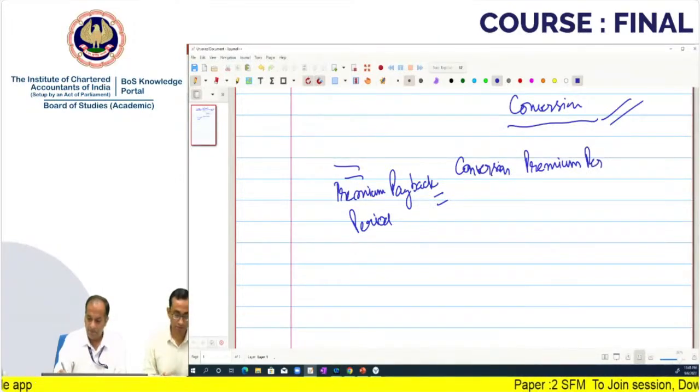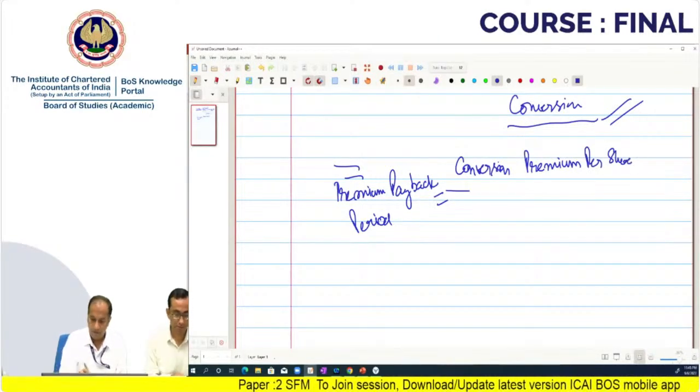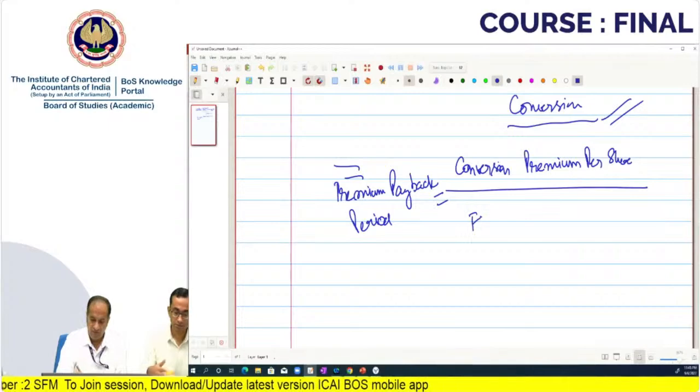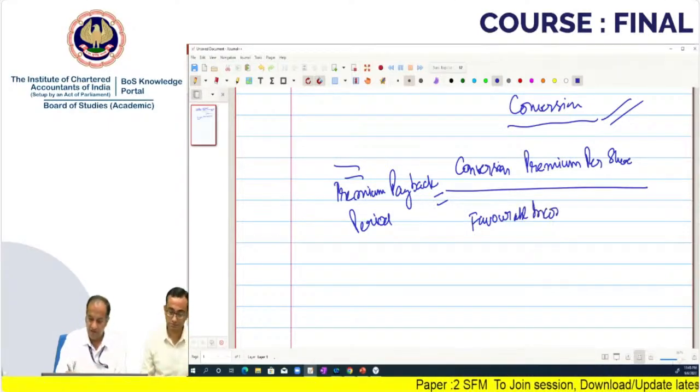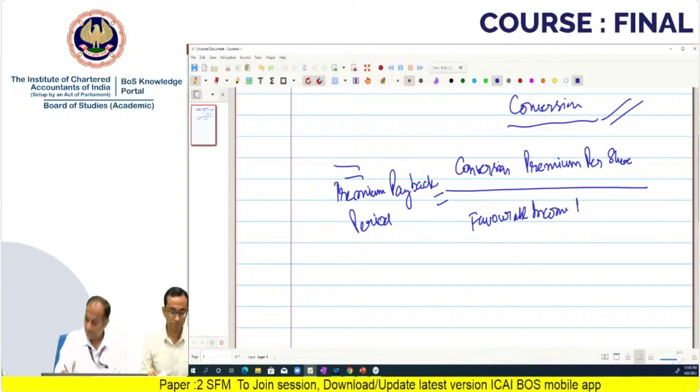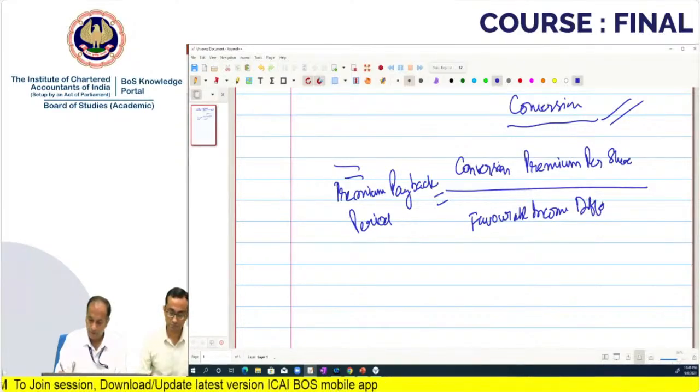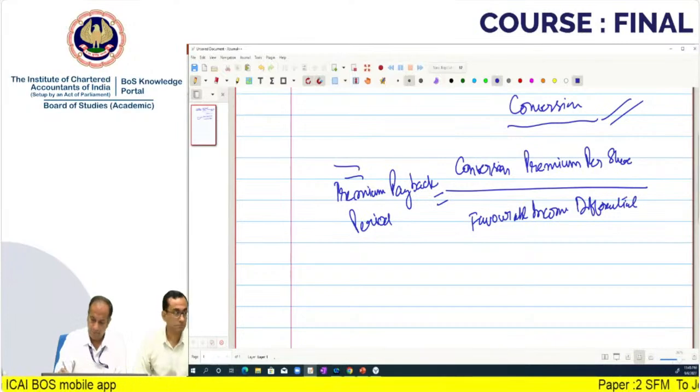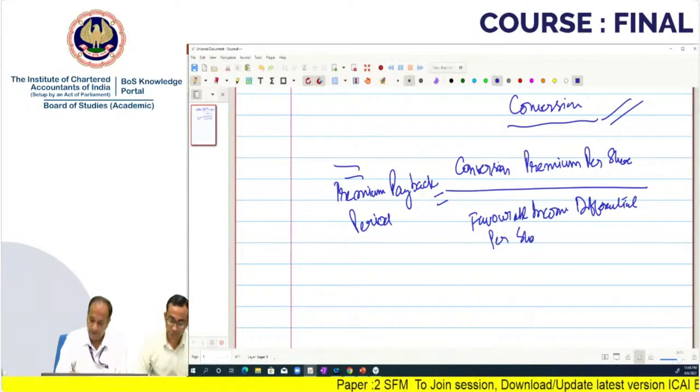Conversion premium per share divided by favorable income differential per share.